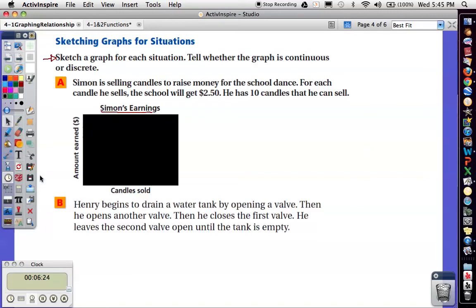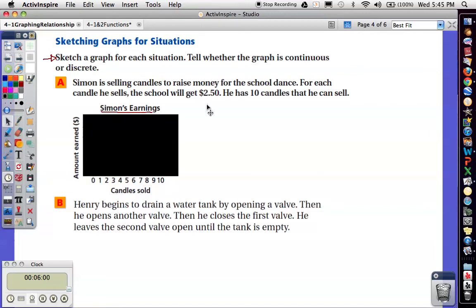Figure out what you want to scale this by. He has 10 candles to sell. So what's going to go across your x-axis here? Hopefully you're saying, all right, 0 to 10. How much money can he earn? For my y-axis, I need to know what I want to label on this side. How much money can he earn?